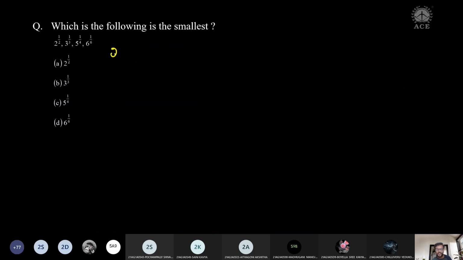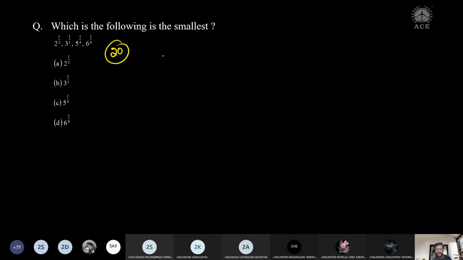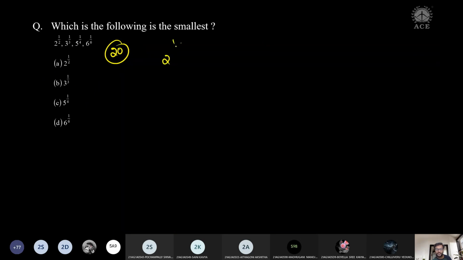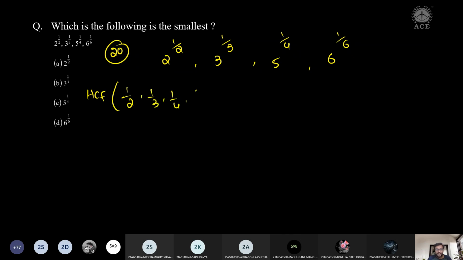Now, the smallest one among this. You have 2 power 1 by 2, 3 power 1 by 3, 5 power 1 by 4, 6 power 1 by 6. We should maintain a common power. So we should do HCF for that. HCF for the numerators: 1, all are 1. So we'll get 1 only.